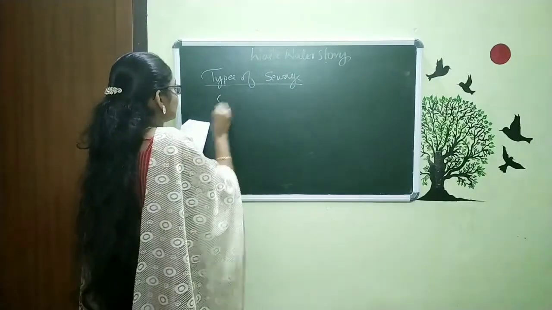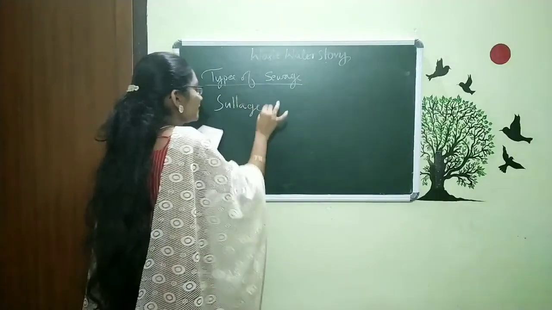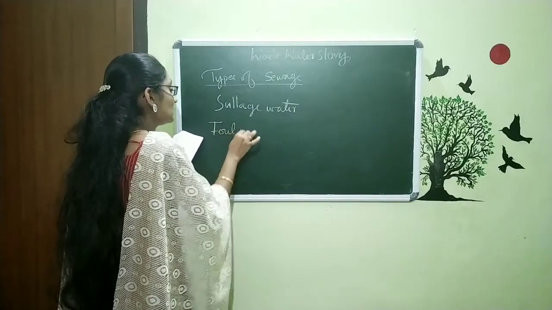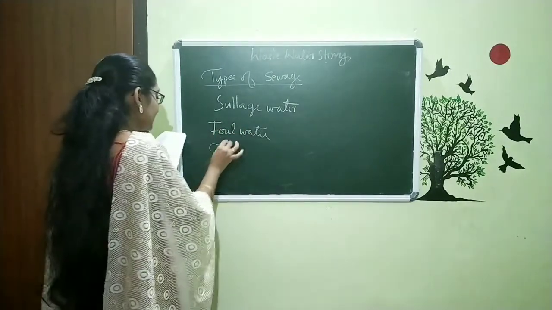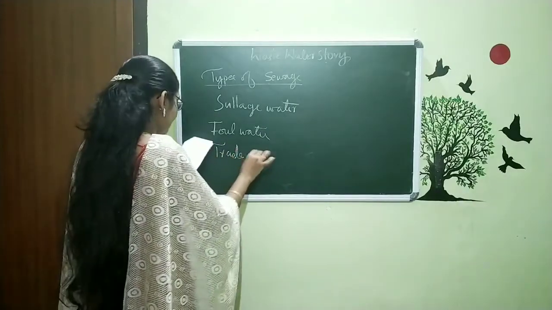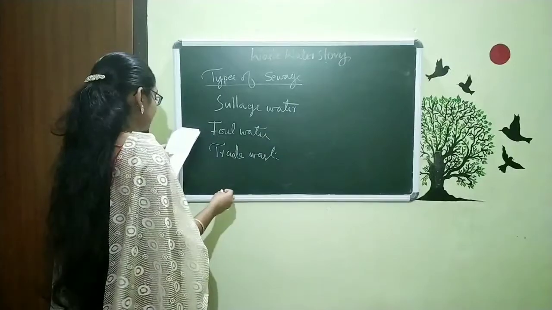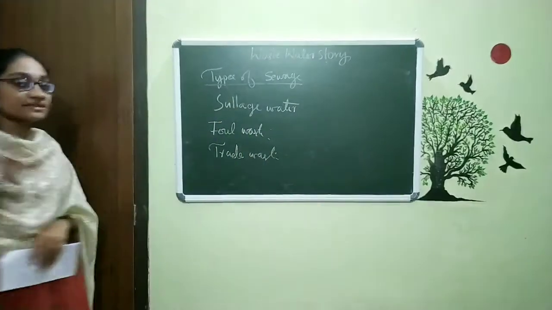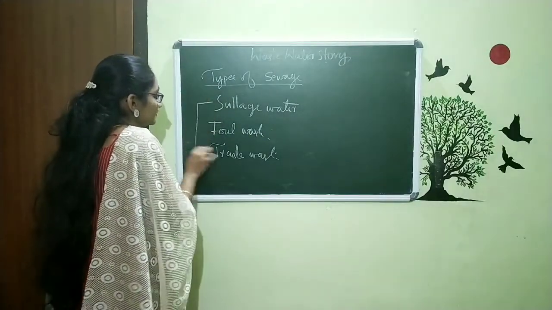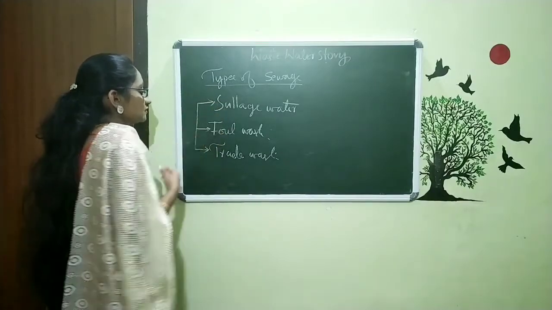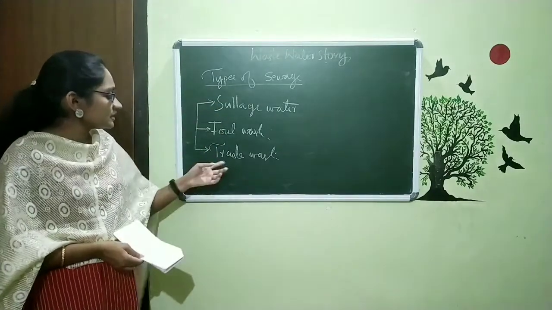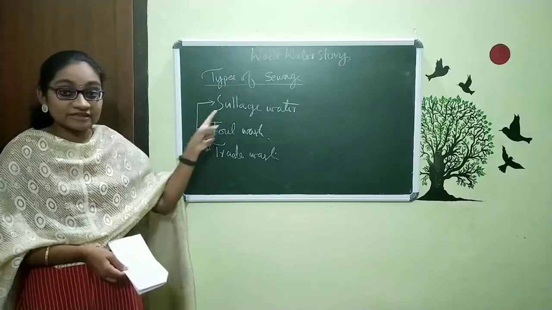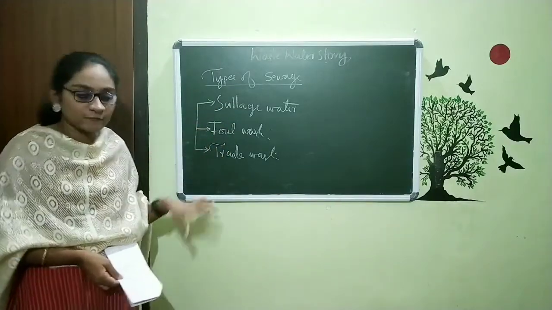One is sludge water. The next one is foul water. And the third one is trade waste. So these are the 3 types of sewage: sludge water, foul water, and the trade waste. And I already mentioned that we classified these according to the sources of production.